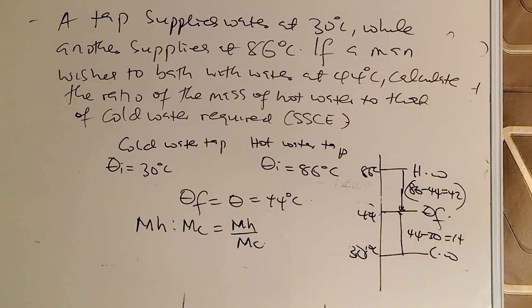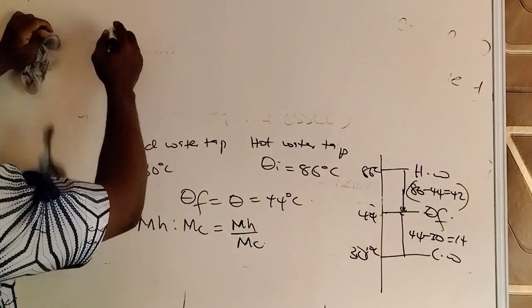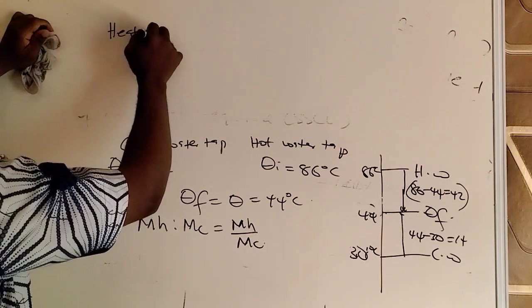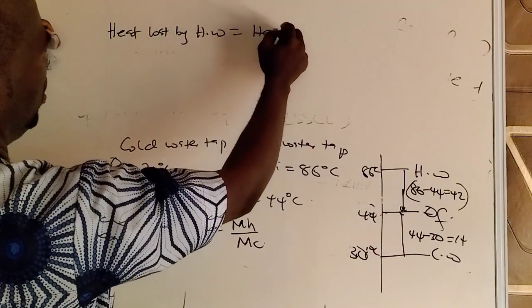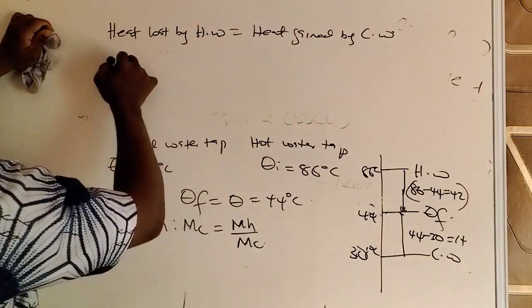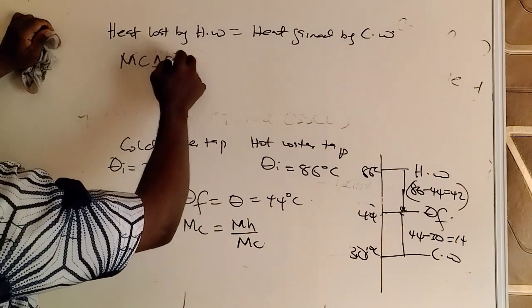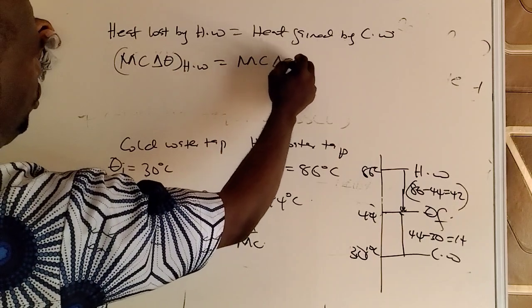So the process remains: heat lost by the hot water will be equal to the heat gained by the cold water. So we'll move to solve this. We can wipe the equation and then we'll make our assumption. Heat lost by hot water equals heat gained by cold water, so mc change in temperature for the hot water equals mc change for the cold water.